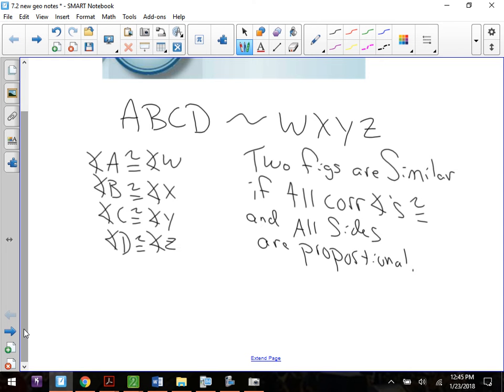If we have this figure of A, B, C, and D, and I'm saying that it's similar to W, X, Y, and Z. When we talked about this before in terms of congruency, I'd say that AB is congruent to WX, BC is congruent to XY, and so on. We would go through all the letters. What changes ever so slightly when we talk about similarity is the following. I'm going to take the letters of each figure and write them down.